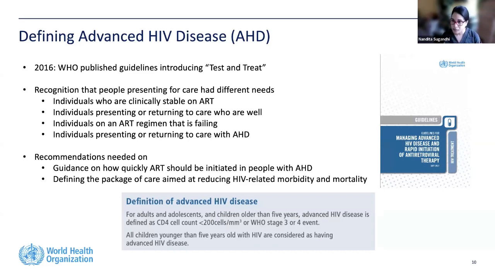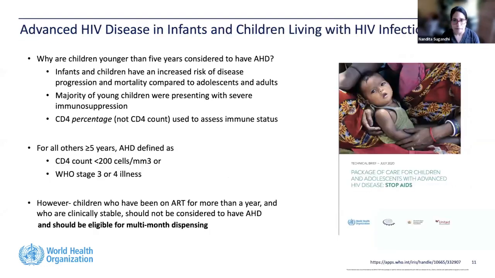So in 2017, it was formally defined for adults and adolescents and children older than 5 years. Advanced HIV disease is defined as a CD4 cell count that's either less than 200 cells per millimeter cubed or a WHO stage 3 or 4 event. And then there was this other little note here that all children younger than 5 years old with HIV are considered as having advanced HIV disease. And I think that's something that gets carried over and we hear quite often. But I want to just clarify where that came from.